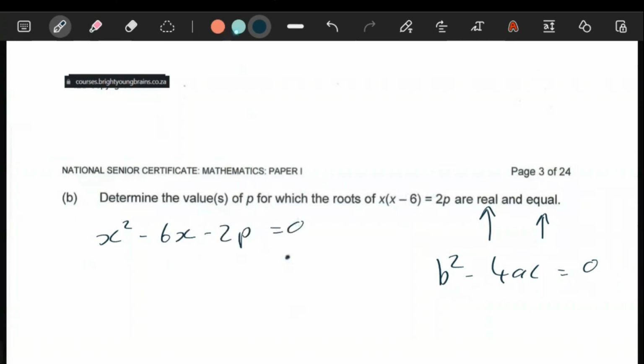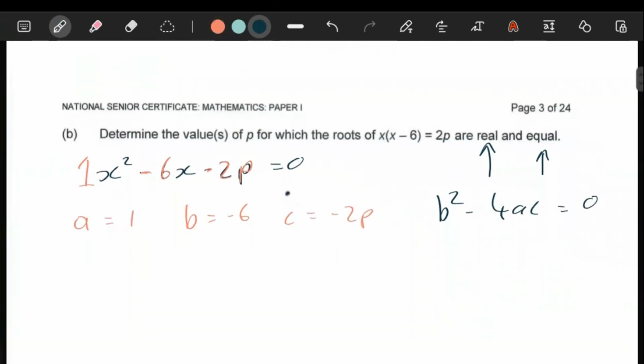This is in quadratic format. You can easily see that a is a 1 over there, b is a negative 6 over here, and c is a negative 2p over here. So all this being done, we have to put all that information into this equation. So it's going to be negative 6 squared minus 4, our a value is a 1, c value is a negative 2p, equal to 0.